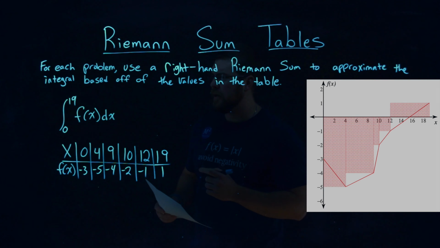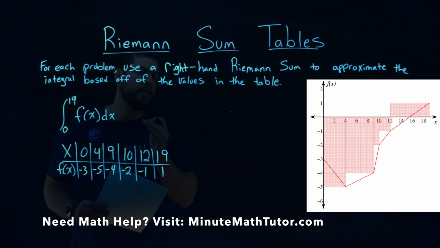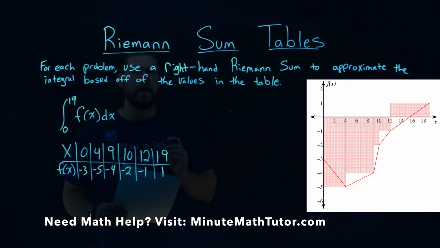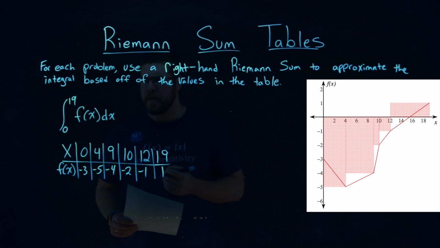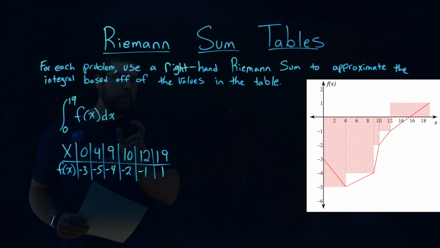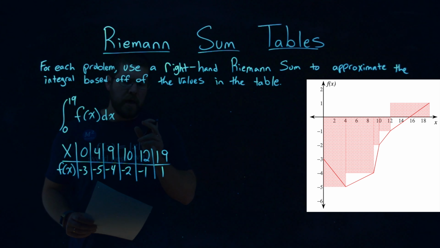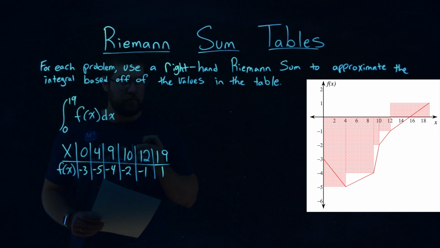We're given this problem right here, the integral from 0 to 19 of f of x dx, and there's a table that corresponds with it. We want to find the right-hand Riemann sum to approximate this integral based off the table below. First thing I want to do is I see my x values right here, and they represent the base parts of each rectangle. And so I want to find the width of each rectangle, the difference between each x value.